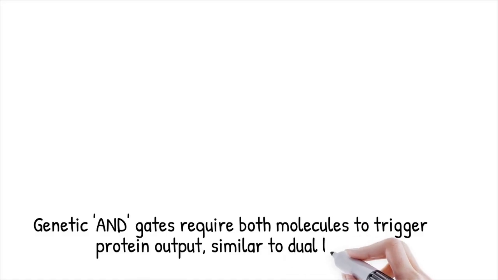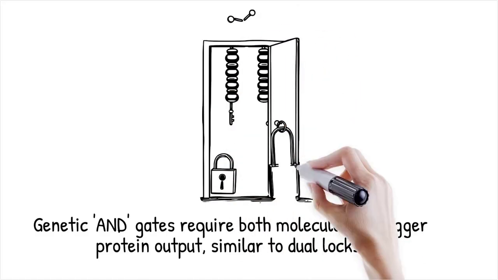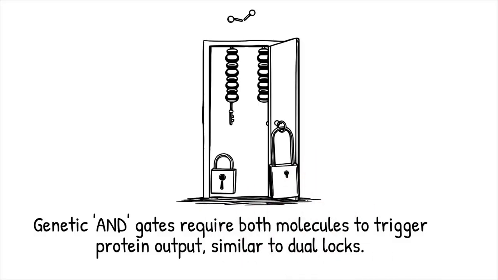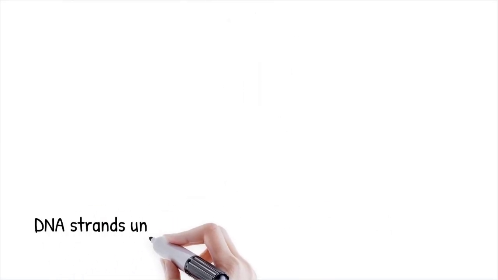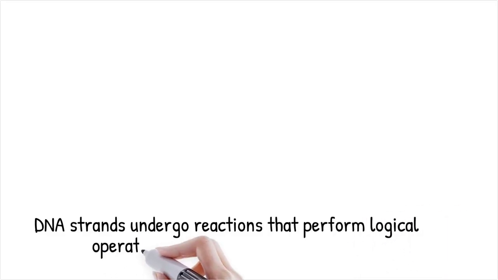A genetic AND gate in bacteria produces a protein output only when both inducer molecules are present, mirroring an electronic AND gate. It is like two locks on a door. Both keys must be turned before entry. Protein expression is allowed.